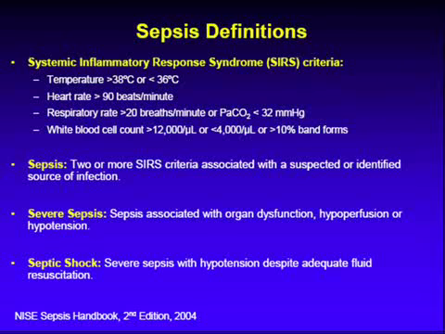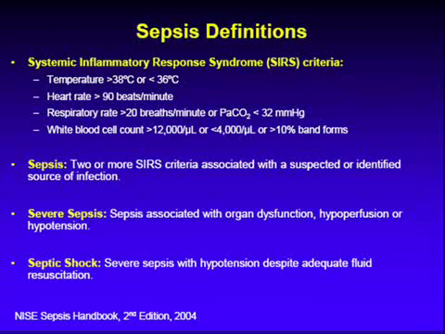36 degrees Celsius, heart rate of greater than 90 beats per minute, respiratory rate of greater than 20 breaths per minute, or a PaCO2 of less than 32 millimeters of mercury. It also includes a white blood cell count of greater than 12,000 cells per microliter, or less than 4,000 cells per microliter, or greater than 10% band forms.